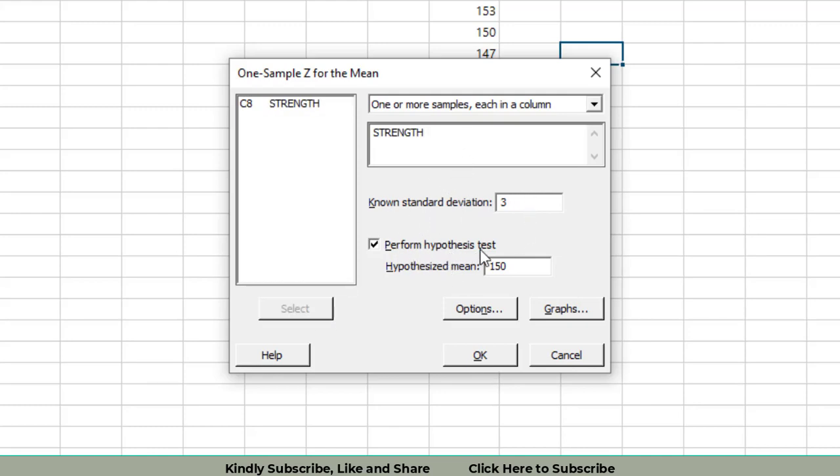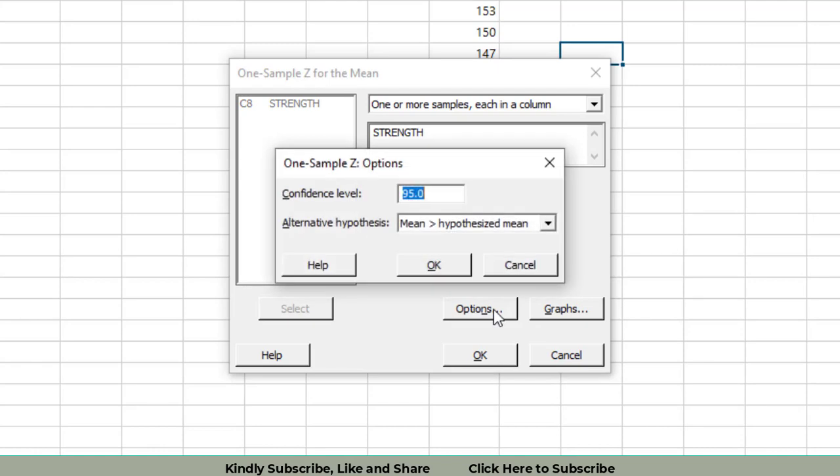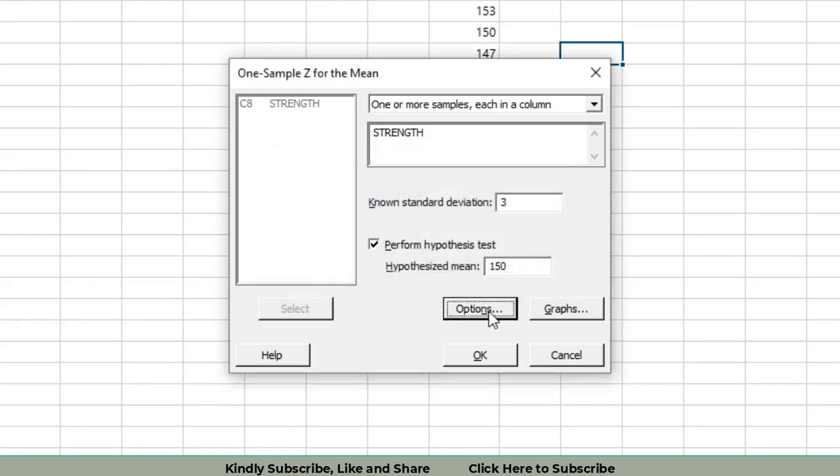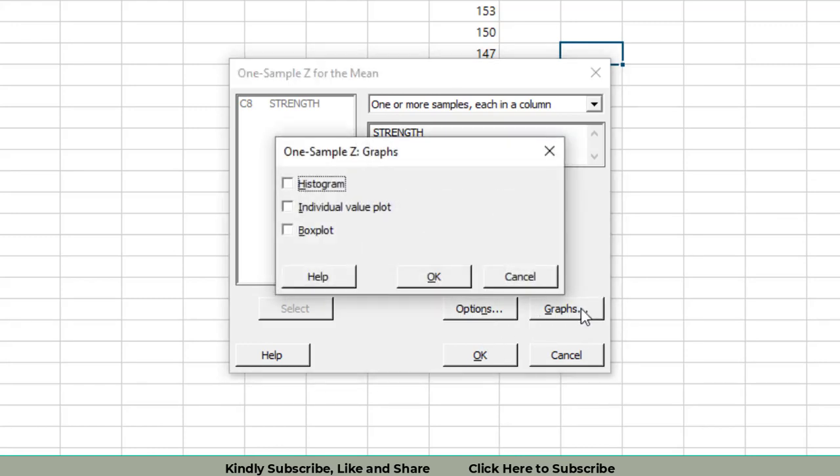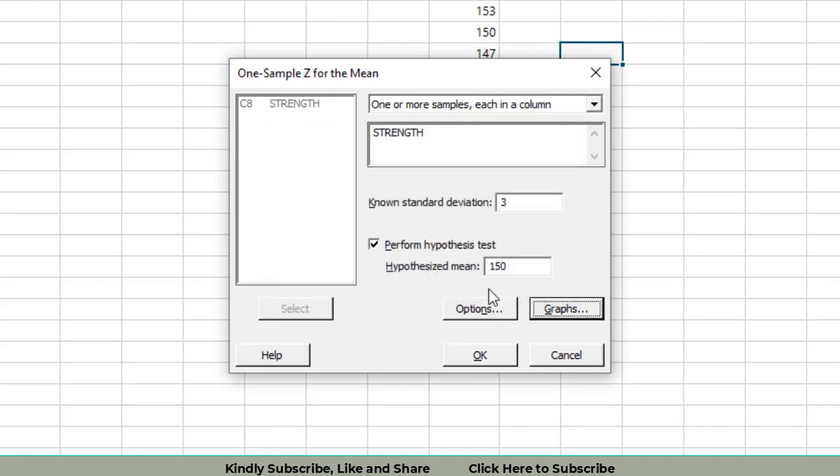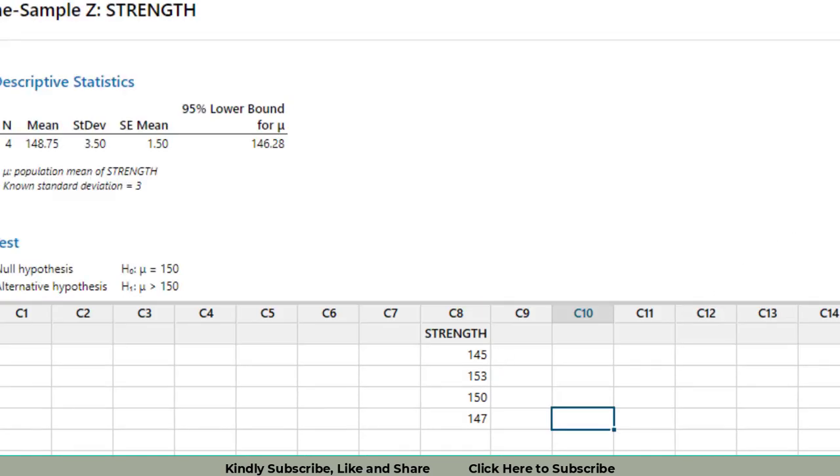We will have to perform a hypothesis test. The hypothesized mean is 150. Then we will go towards the Options. We will say that the mean is greater than the hypothesized mean. We have 3 options there. Click on the last one and then click OK. I will always recommend in my videos that you please click on the box plot. It is very good in order to get the visualizations. Then click OK, and now you will get the results.